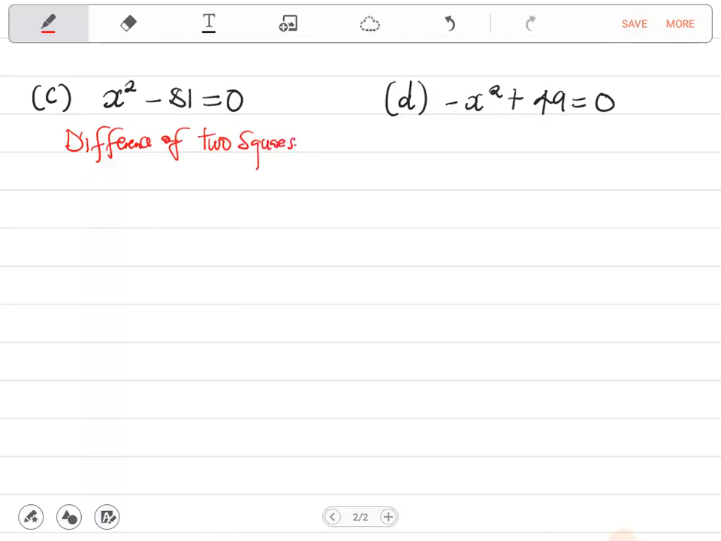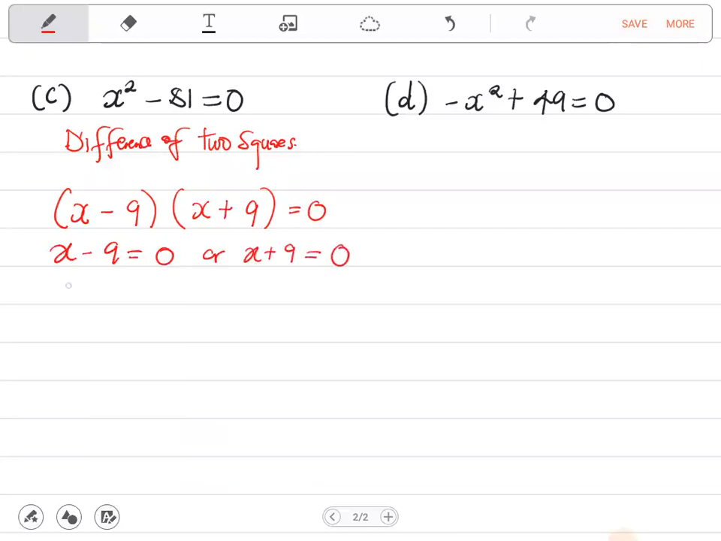So the difference of two squares requires you to open two brackets. Then you find the square root of this number here, which is x. So you put this like that. Then you also find the square root of the other number, which is 9. Then we put a minus, then you put a plus, then you say equal to 0. So then you can now equate each factor to 0. So we can say x minus 9 is equal to 0, or x plus 9 is equal to 0. Then we can say x is 9, or x is negative 9.